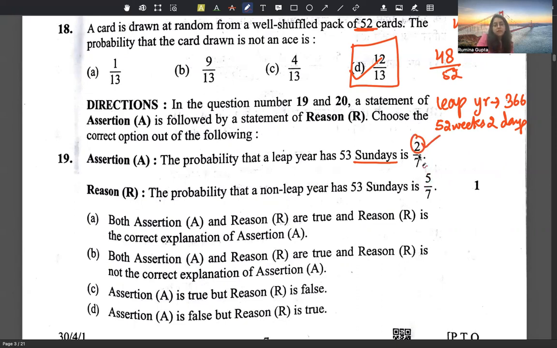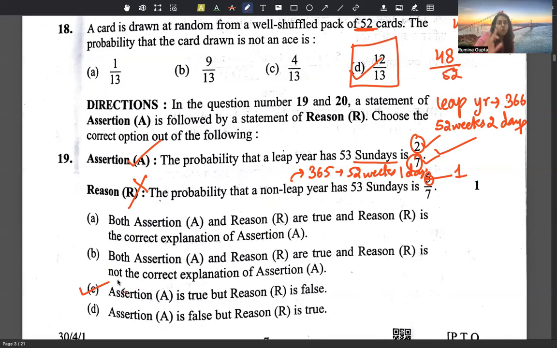Correct. And in a week, we have 7 days. So total outcome is correct and favorable is also correct. So the assertion is correct over here. Now the reason: the probability that a non-leap year has 53 Sundays. When a leap year has 366 days, a non-leap year has 365 days, which includes 52 weeks and 1 day extra. As it has only 1 day extra, this has to be 1/7, not 5/7. So the reason is wrong, the assertion is true. So I can just say that the assertion is true and the reason is false.